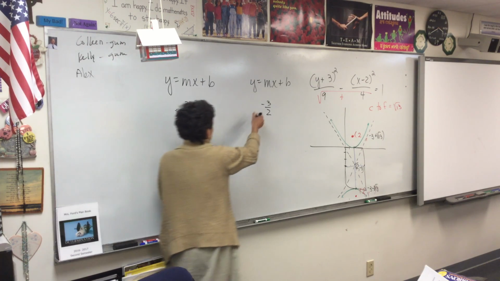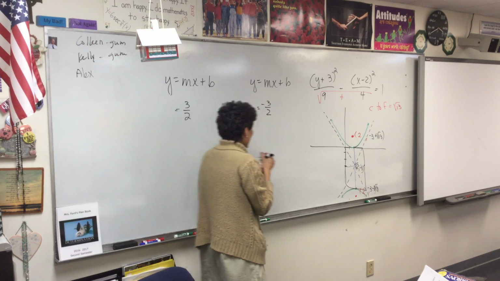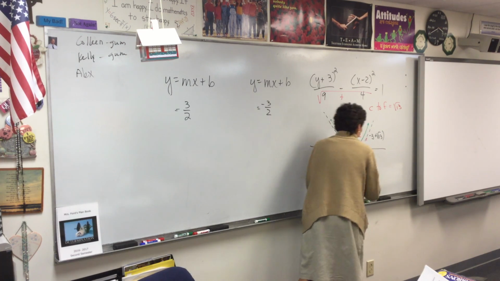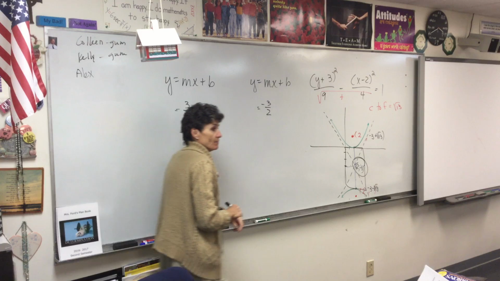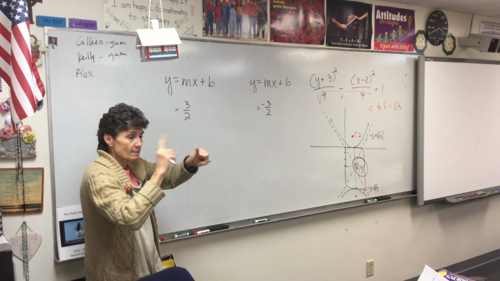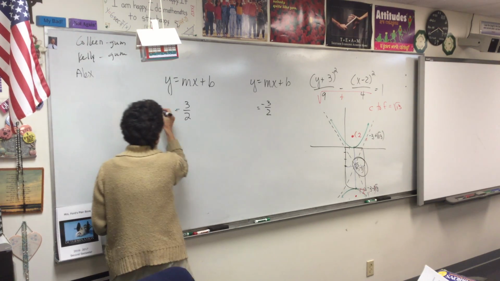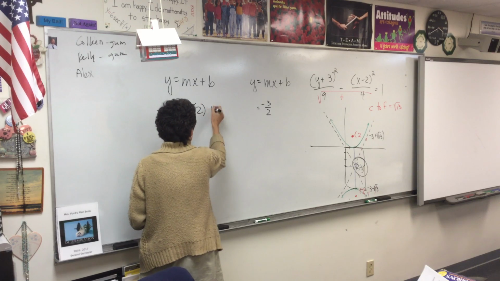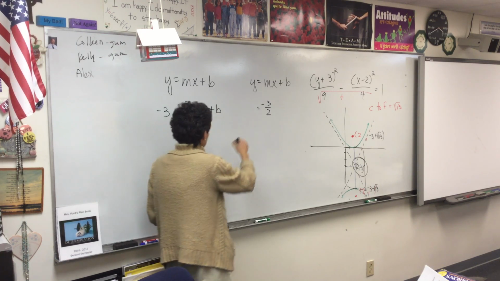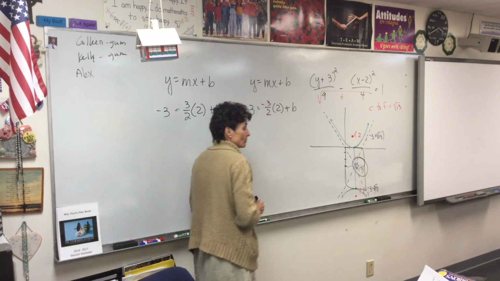Now, what am I putting in for the y and the x? What do I always put in for the y and the x? The center. That's where those asymptotes cross. That's the center. So y is negative 3 and x is 2. For both of them, y is negative 3 and x is 2.